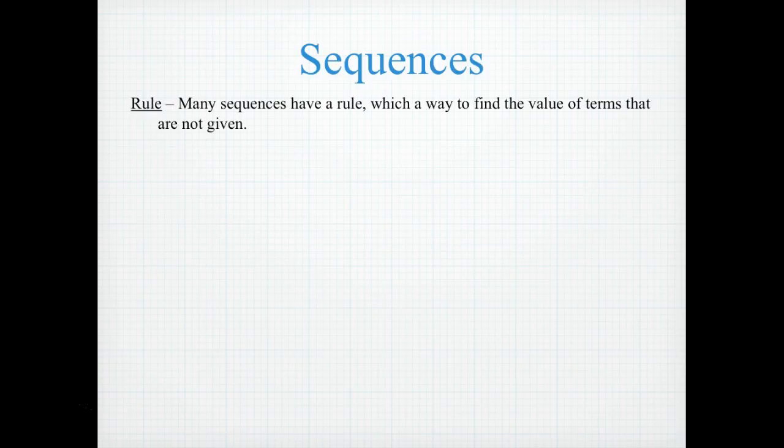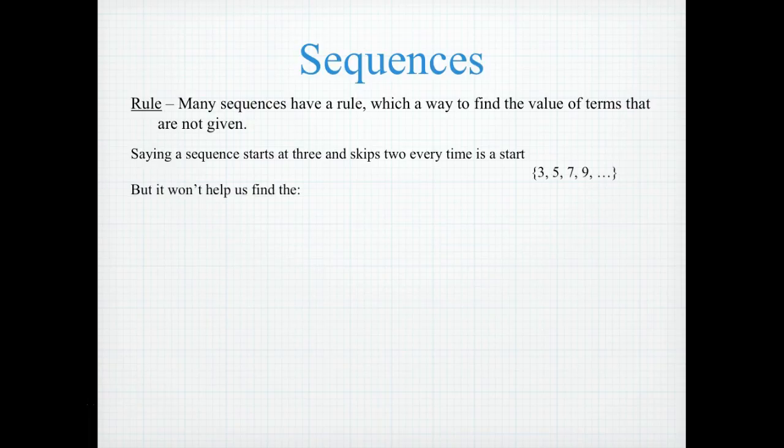Now each sequence has rules. The descriptions that we provided earlier are okay, but we need to be much more specific. Many sequences have a rule, and this is a way to find the value of terms that are not provided. So saying a sequence starts at 3 and skips 2 every time is a start, but it won't help us find the 10th term or the 100th term or the nth term. Now the n represents a variable term. It could be the 100th term, the 1000th term, or the 1,000,000th term.